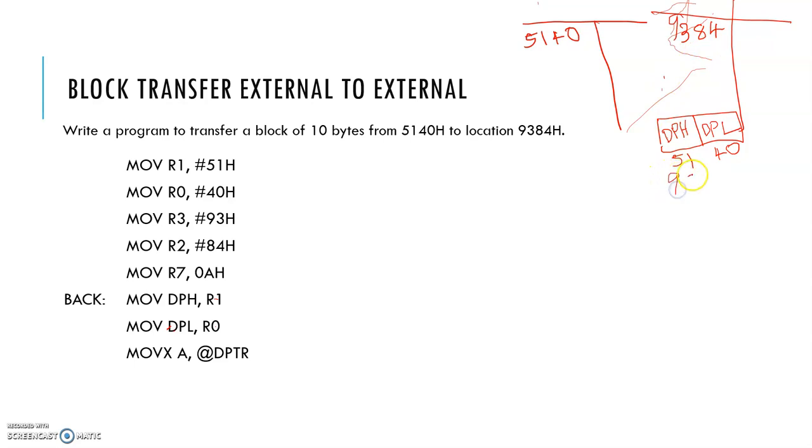The DPH should contain the value 93 and DPL should contain the value 84, so that the DPTR will point to this location. For that, the 93, that is the DPH, is placed in the R3 register and DPL is placed in the R2 register. So from R3 we need to copy to DPH.